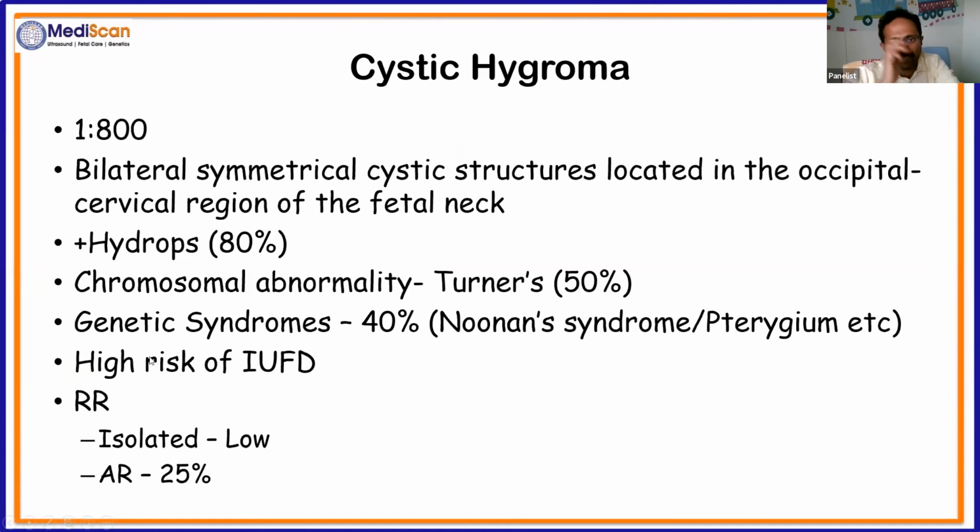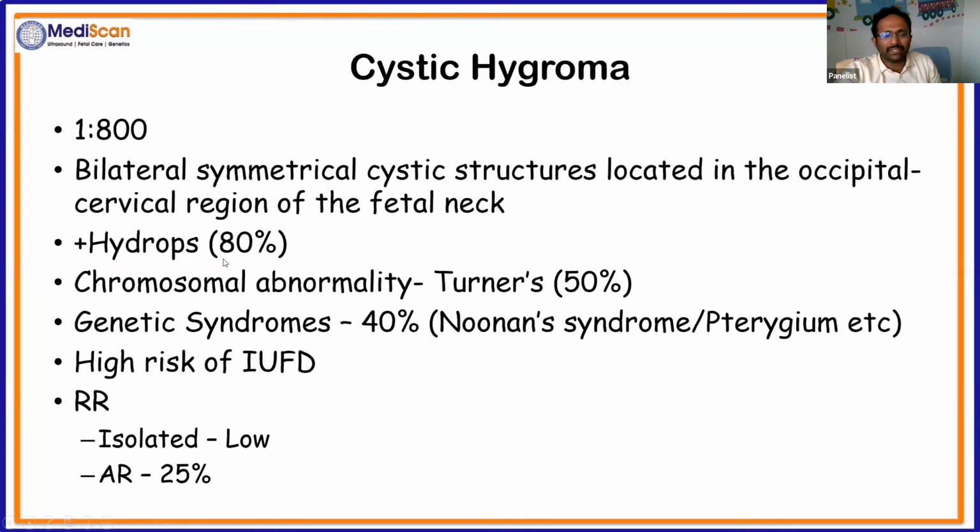So we move from the head to the neck of the baby. In the neck of the baby, the common thing is a baby having an increased nuchal fluid collection with cystic spaces, and we call that a cystic hygroma. It is a bilateral symmetric cystic structure in the occipital cervical region of the neck of the baby.